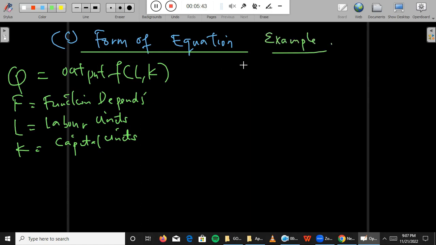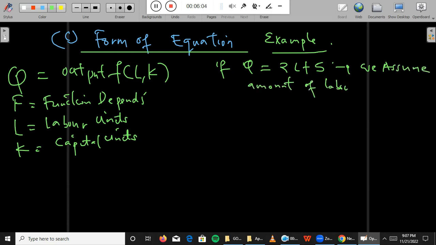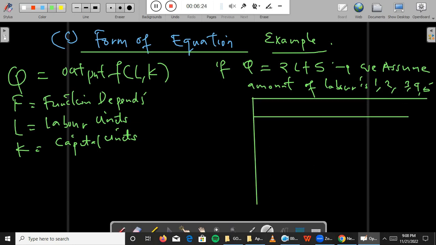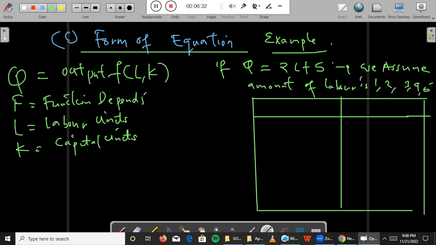Now, for example, let's consider this equation here. Suppose we have the output level of the function that is 2L plus 5. And let's assume that the amount of labor is equal to 1, 2, 3, 4, and 5. So if you want to find the output level, this means that the output level will take out the function of labor.